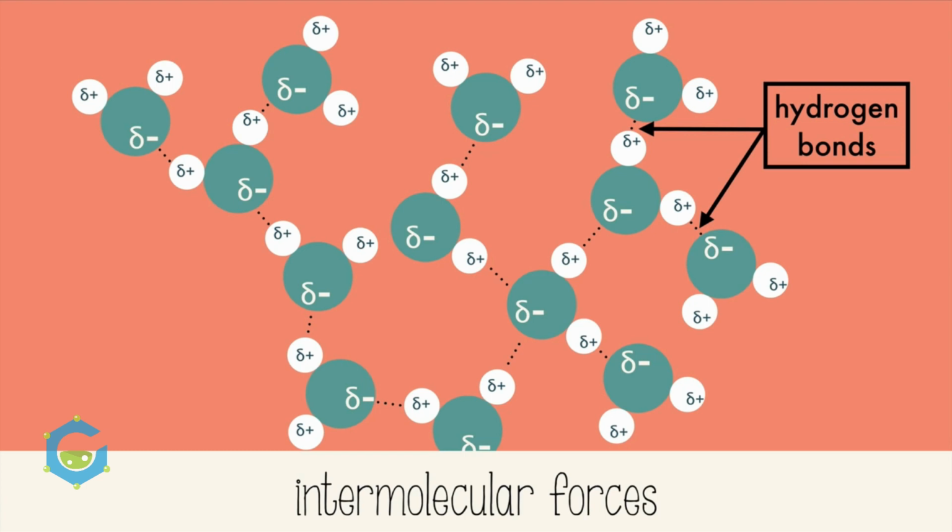But bond isn't the best word, because it's so much weaker than an ionic or covalent bond. It has only about 5% of the strength of the average covalent bond, but it's still the word that's commonly used. These hydrogen bonds give water a lot of its unique properties, like its ability to form droplets or maintain the surface tension when a water strider bug is on it.